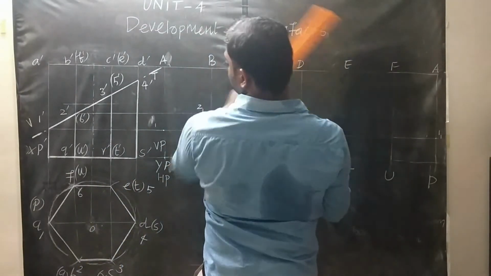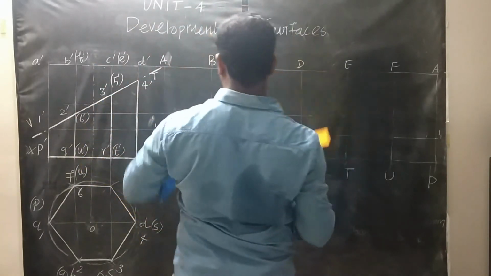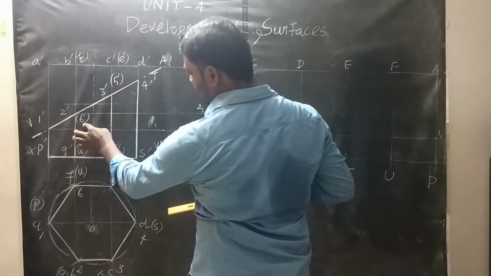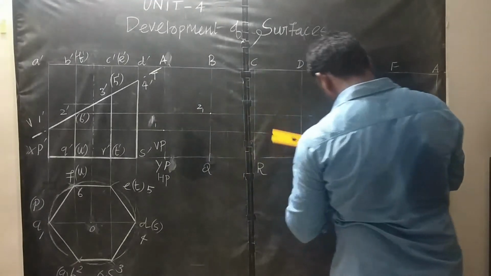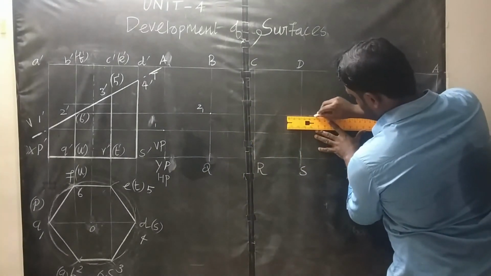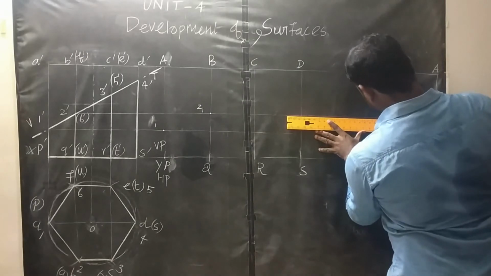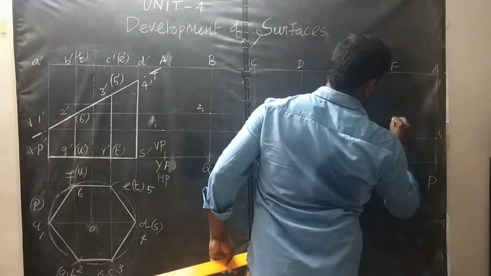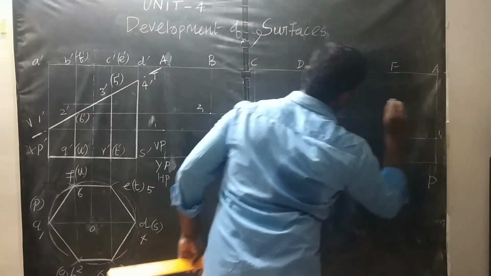That is what U dash and F dash. So project point 6 dash up to F dash and U dash like this. That's all. Okay, this point is called 6 suffix 1.